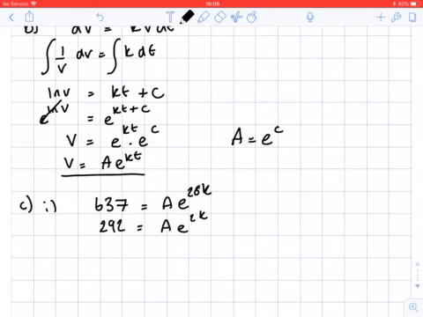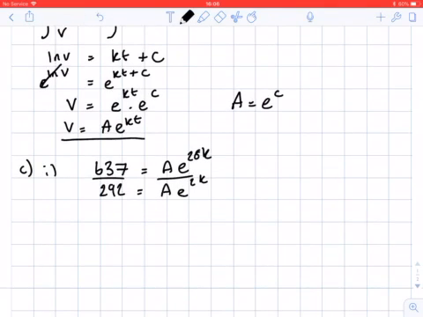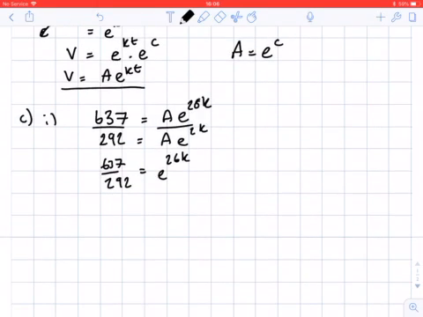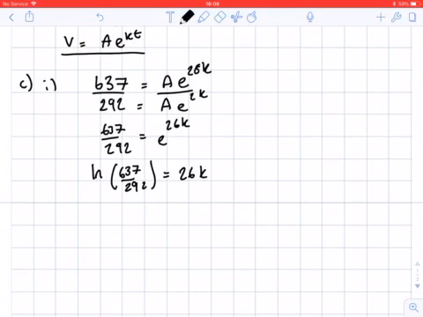Now, what I can do here, I've got simultaneous equations. I can just divide both of them. That leaves me with 637 divided by 292 is equal to, well, the a's cancel and by the rules of indices, when you divide you take away, that will give me e to the 26k. If I want to find k, I take the natural log of both sides, and I get the natural log of 637 over 292 is equal to 26k. So dividing through by 26, I will get a value of 0.03 is equal to k.